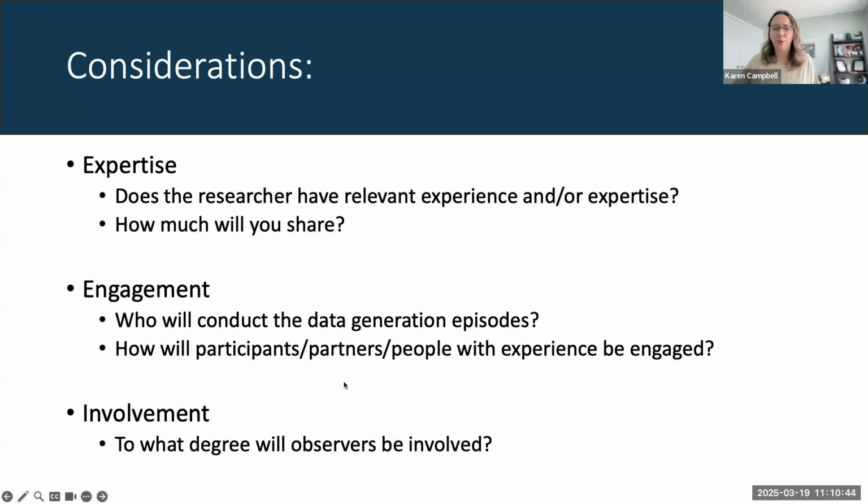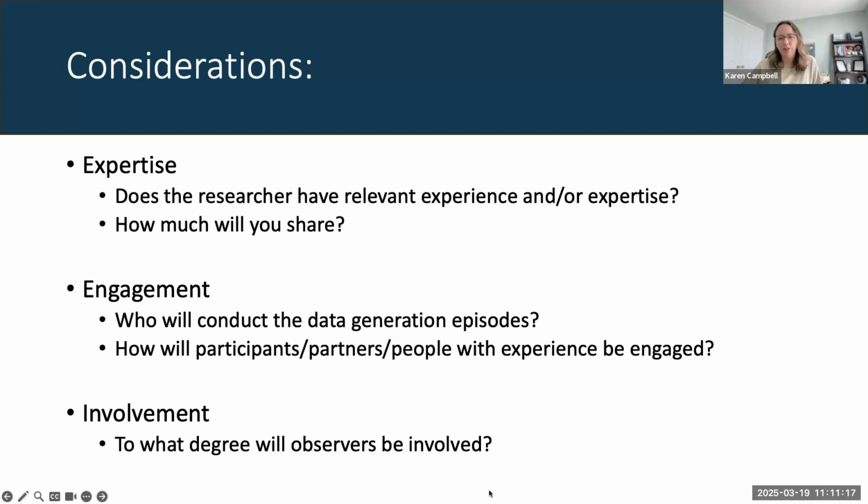How will participants or partners or other people with experience be engaged in the process? So you may even find that you want these other groups to be involved during the time that you're deciding who you're going to talk to and what kinds of questions you're going to ask. Sometimes it's helpful to think about how you want to bring those people in. Are they going to be participants, or are they going to be advisors, or both? What exactly is that going to look like?